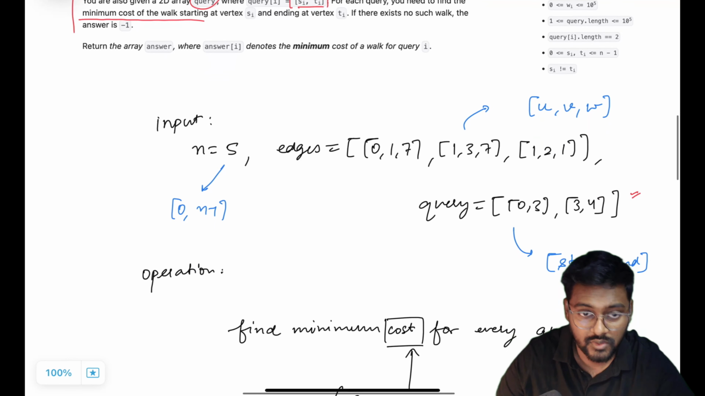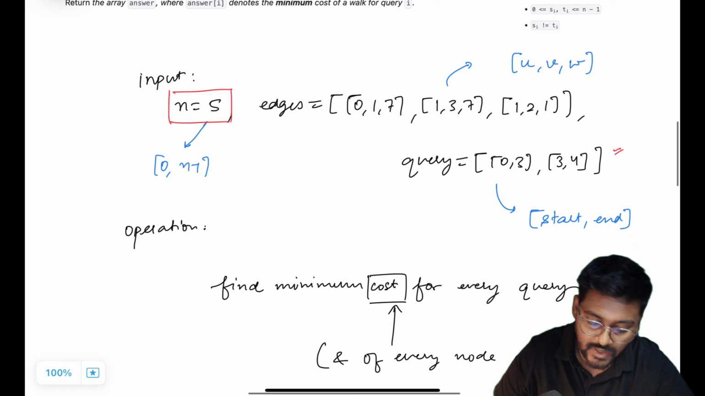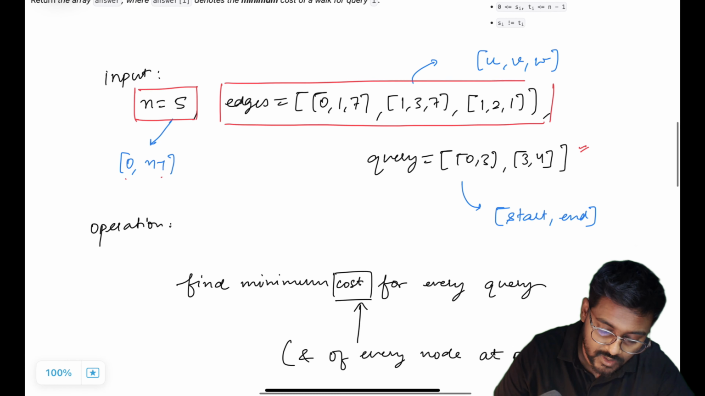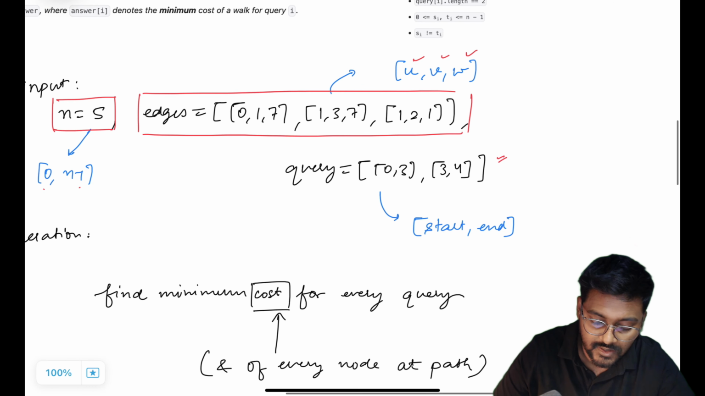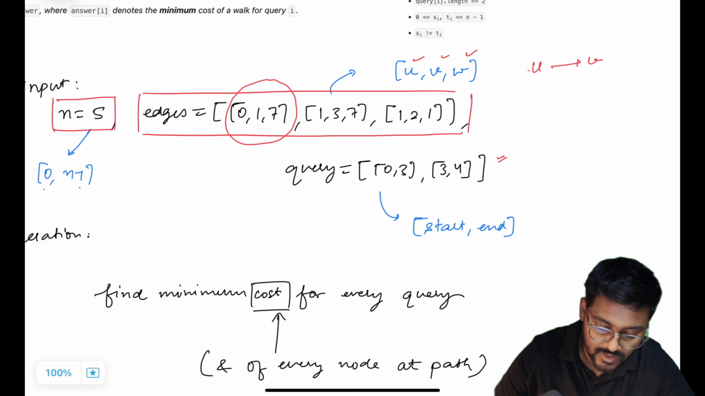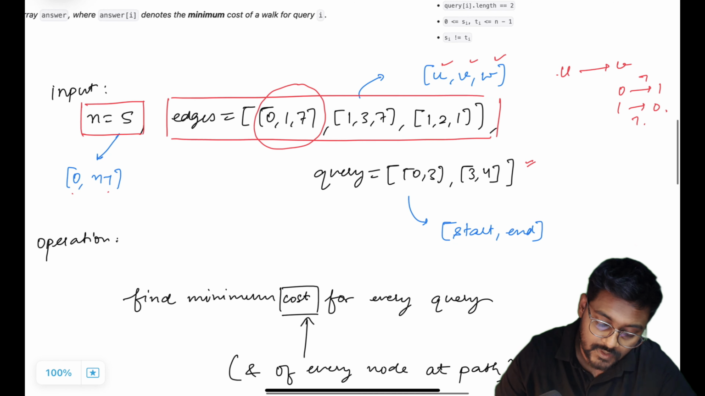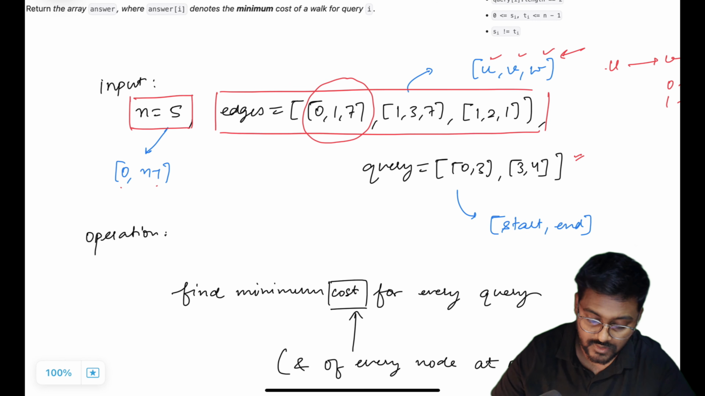Let me explain it to you in simple words. First of all, what is given to us? We are given n. N is the number of vertices, which are from 0 to n-1. Apart from that, we are also given edges. Edges are in this format: u, v, and the weight of the edge, and this edge is undirected. So if we are picking the first edge, it means there is an edge from 0 to 1 and 1 to 0, and the weight of that edge is 7 for both. So this is how the graph is given to us, in the form of edges and nodes.